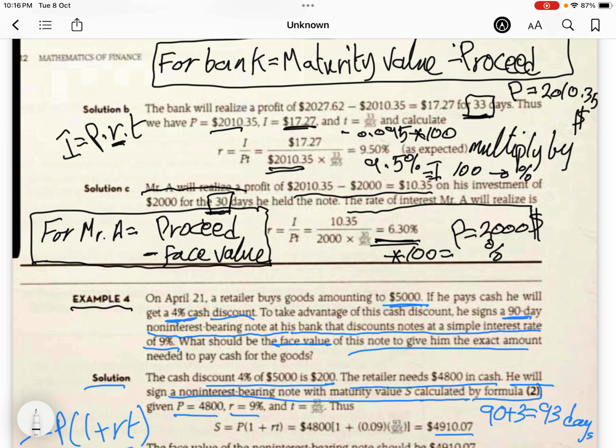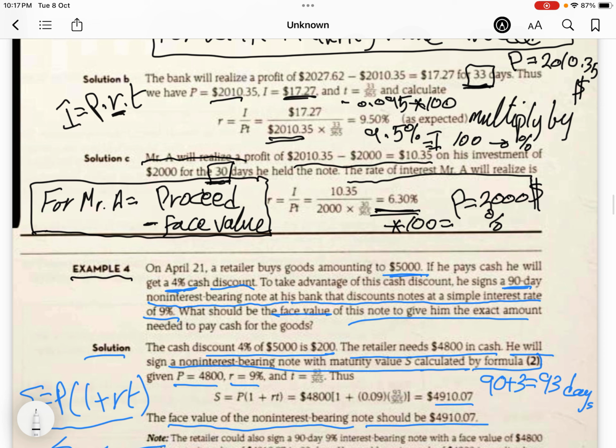You will have I, the interest on his investment, for the 30 days he held the note. The rate of interest Mr. A will realize is R equals I over BT, which is 10.35 over 2000 multiplied by 30 over 365, which is 6.330%. Notice that it will be 0.063, but multiplied by 100, you will have 6.3%.